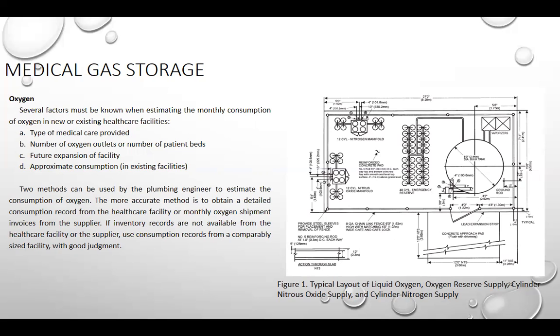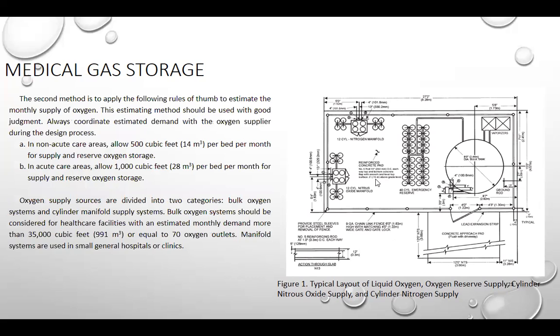The more accurate method is to obtain a detailed consumption record from the healthcare facility or monthly oxygen shipment invoices from the suppliers, lalo sa may existing. If inventory records are not available from the healthcare facility or the supplier, use consumption record from a comparably sized facility with good judgment. Yan, oxygen. Ay, ito. So the second method is to apply the following rules of thumb to estimate the monthly supply of oxygen. So the estimating method should be used with good judgment.